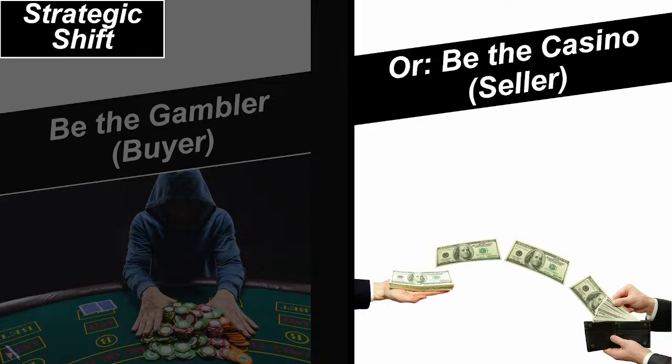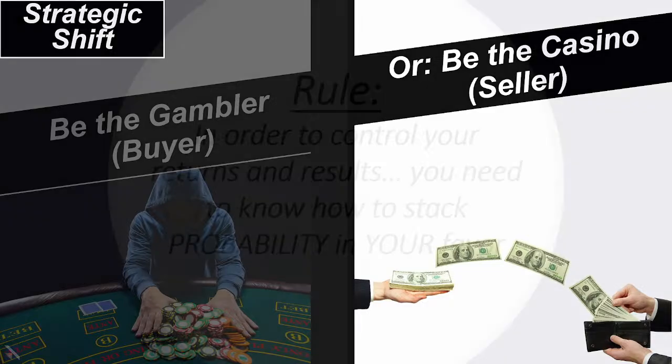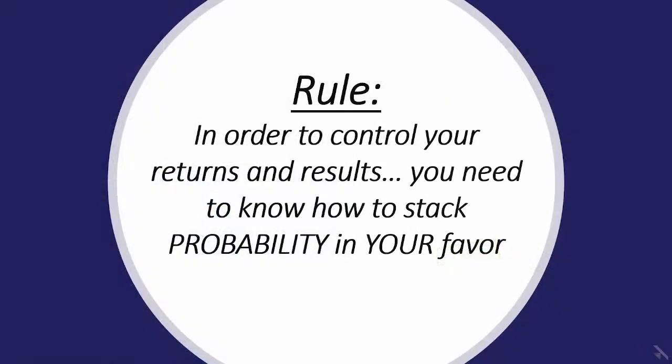Now, why do you want to be the seller, or as I like to say, the casino in this case? Well, the casino always wins, right? Why do casinos always win? It's because they control and they stack probability in their favor. The options paycheck system is built around you stacking the odds massively in your favor. So make a note of this. In order to control your returns and results, you need to know how to stack probability in your favor.